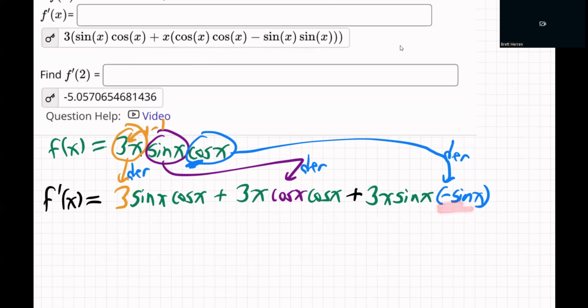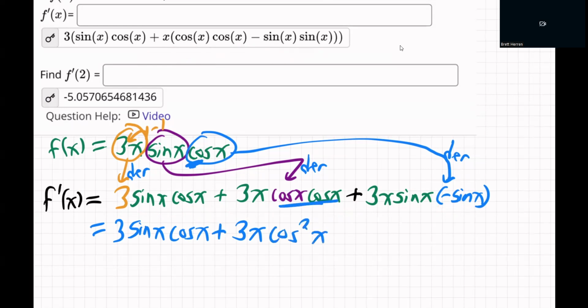If it bugs you having that negative there, then it might be nice to write 3 sine x cosine x plus 3x. Better. Oh yeah, cosine x times cosine x, that's cosine squared x. You don't have to. And then this is going to be negative, because positive stuff times negative stuff is negative 3x sine squared x. So you can do that. They left it cosine, cosine, sine, sine. That's fine. It doesn't matter.